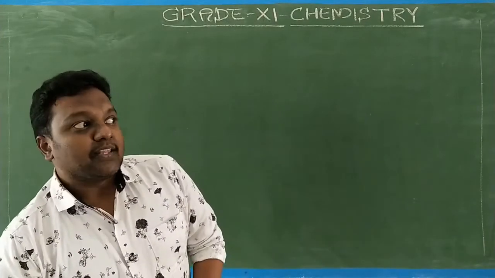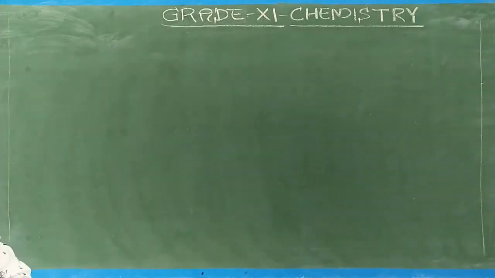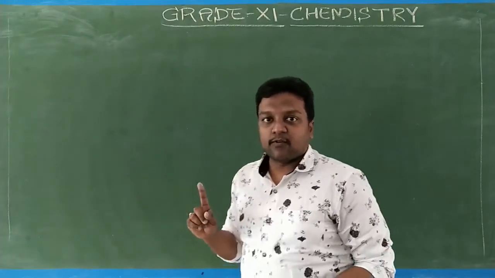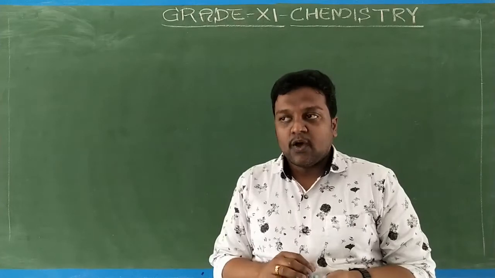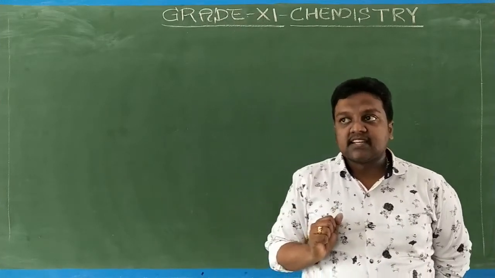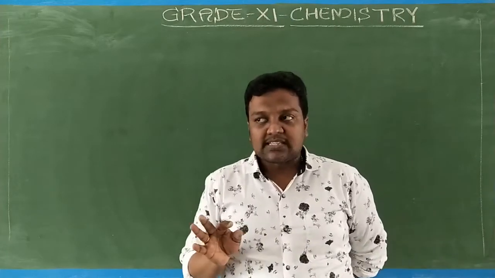So we'll continue with the redox reaction lesson. The redox reaction lesson will be getting over by today. Only one portion is left out in the redox reaction, that is balancing of redox reactions. All other topics we have completed, isn't it? So what are the topics that we have seen so far in our previous classes?